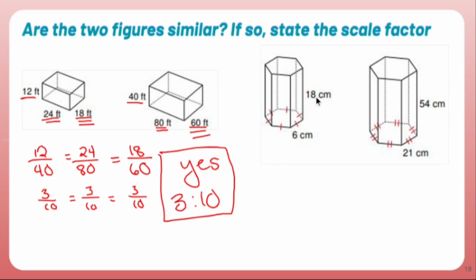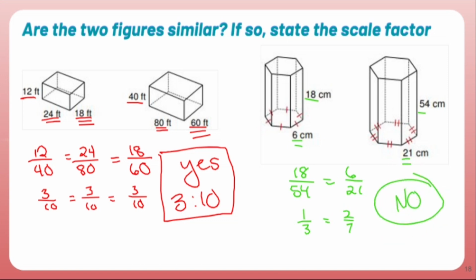Since I have a whole lot of congruent stuff going on here, I don't have to worry so much. 18 matches up with 54, so I'll do 18 over 54. That's got to match up with 6 over 21. 18 and 54, I can divide them both by 9, and then both by 18, and that gets me 1/3. 6 over 21, I can divide by 3, I can divide by 3, 2 over 7. No, these aren't similar. These aren't similar at all. Shame. But that's how you do it.